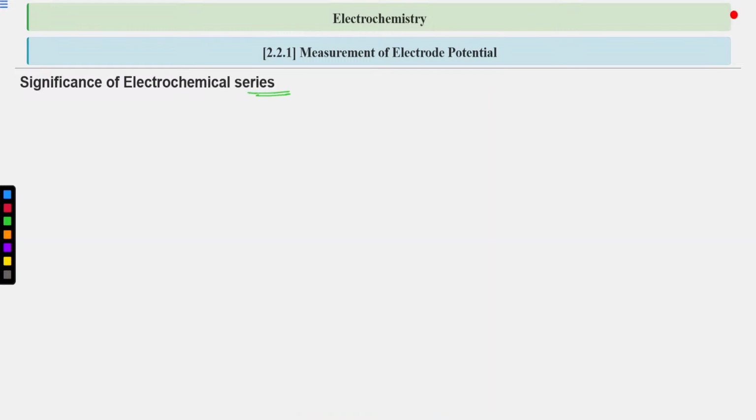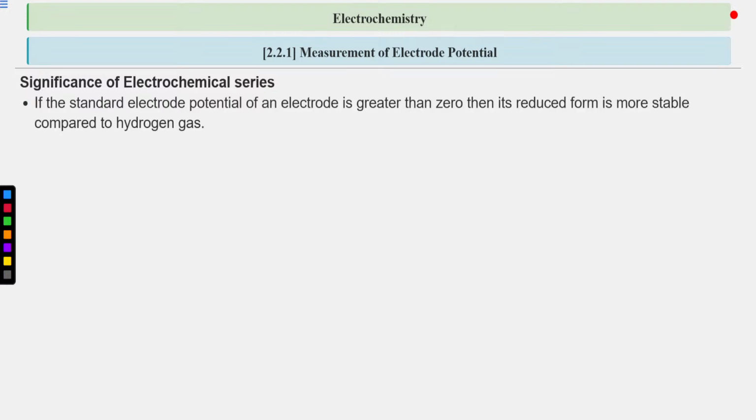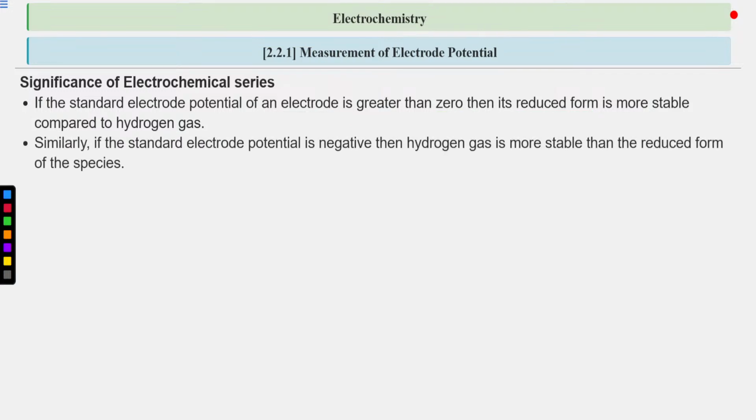Now, the significance of the electrochemical series. If the standard electrode potential of an electrode is greater than 0, then its reduced form is more stable compared to hydrogen gas. Okay, so if you have an electrode and its standard electrode potential is greater than 0, then its reduced form will be more stable compared to hydrogen gas. Similarly, the opposite way: if the standard potential is negative, then hydrogen gas is more stable than the reduced form of the species.